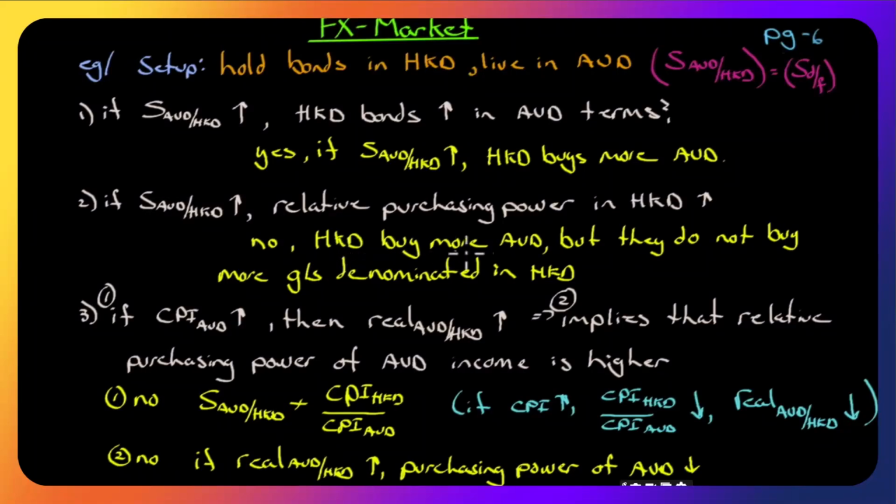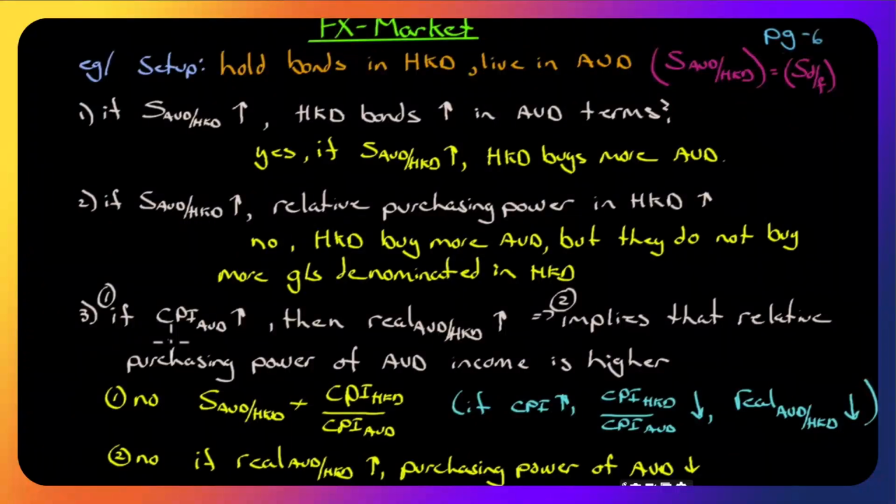Hong Kong dollars buy more Australian dollars, yes, but they do not buy more goods and services denominated in Hong Kong dollars. So the exchange rate has gone up, but the purchasing power of your Hong Kong dollars tied up in those bonds in Hong Kong has not increased, because that's a different country with a different price level. So the exchange rate is only the relative price of goods and services between countries, not within a country. So no, we don't believe that.